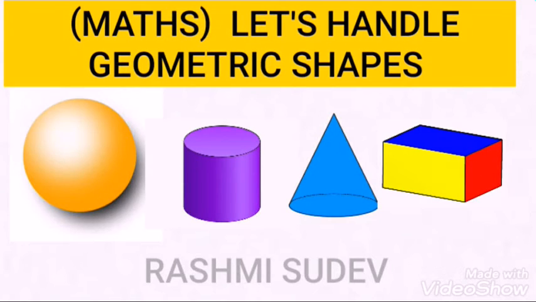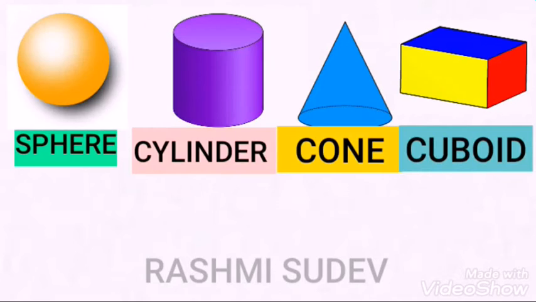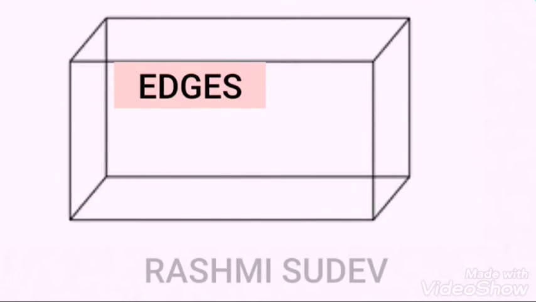Maths, let's handle geometric shapes. Before understanding this chapter, you should clear the concept of two things. Which are they? Edges and corners. Other than the basic figures which you learnt in the last lesson, you will be learning here about sphere, cylinder, cone and cuboid. So let's begin.